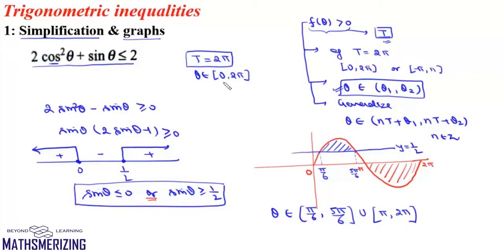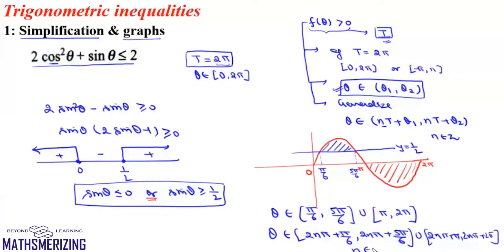Now we need to generalize this solution. T is 2 pi, so we need to add nT. We can write this solution as theta belongs to 2n pi plus pi by 6 to 2n pi plus 5 pi by 6, union 2n pi plus pi to 2n pi plus 2 pi, where n belongs to Z. So we can solve this inequality using graphs.